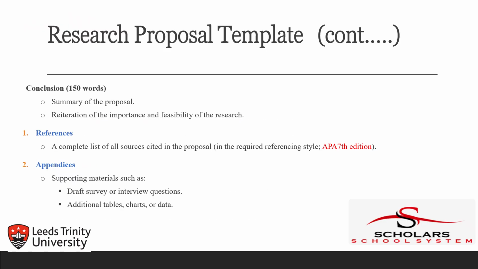You can see on this slide, the next part will be the conclusion, and the expected word count will be 150 words. So students have to conclude their research proposal in summary form. And further they have to provide the reference list, and keep in mind the references should all be in alphabetical order, and students have to follow the APA 7th edition for designing the references. The last section will be the appendices.